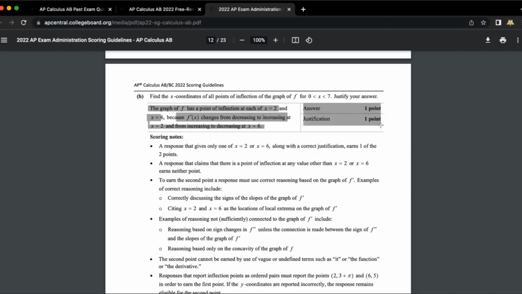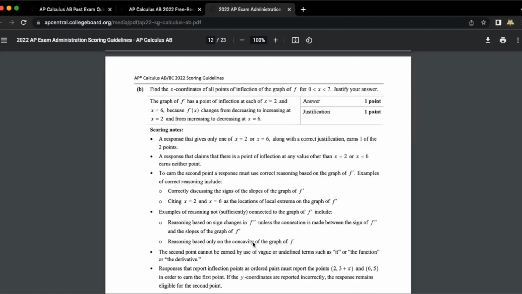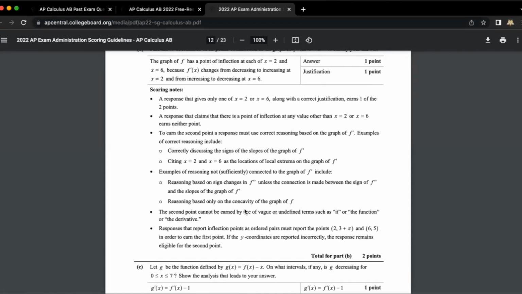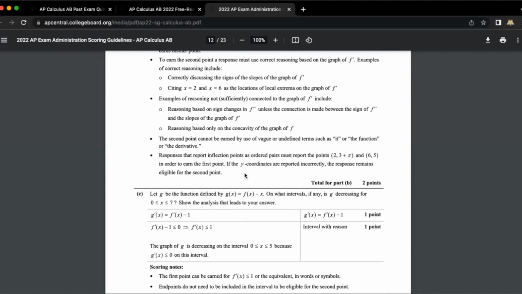Okay, so what would my response have given us? A response of only 1 earns 1 of the 2 points. To earn the second point, must use a correct reasoning. Okay, signs in the slopes, local extrema, etc. But you see a little bit here, they do get a bit technical. Second point cannot be earned by the use of vague or undefined terms such as it or the function or the derivative. Okay, let's go back.